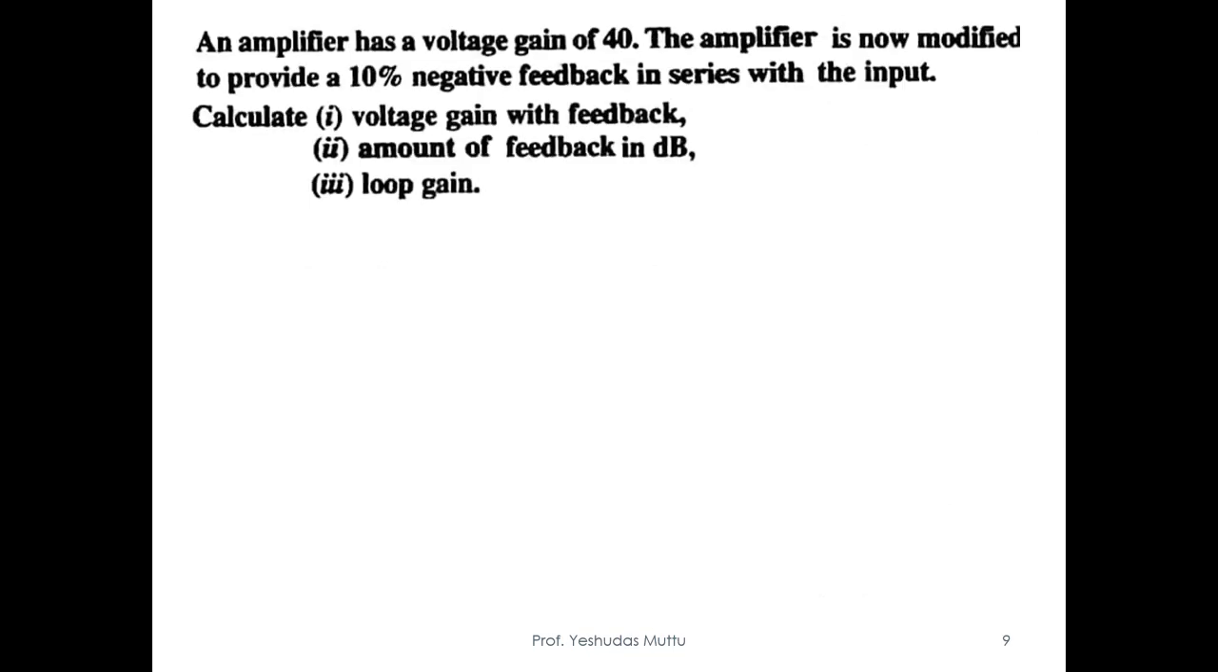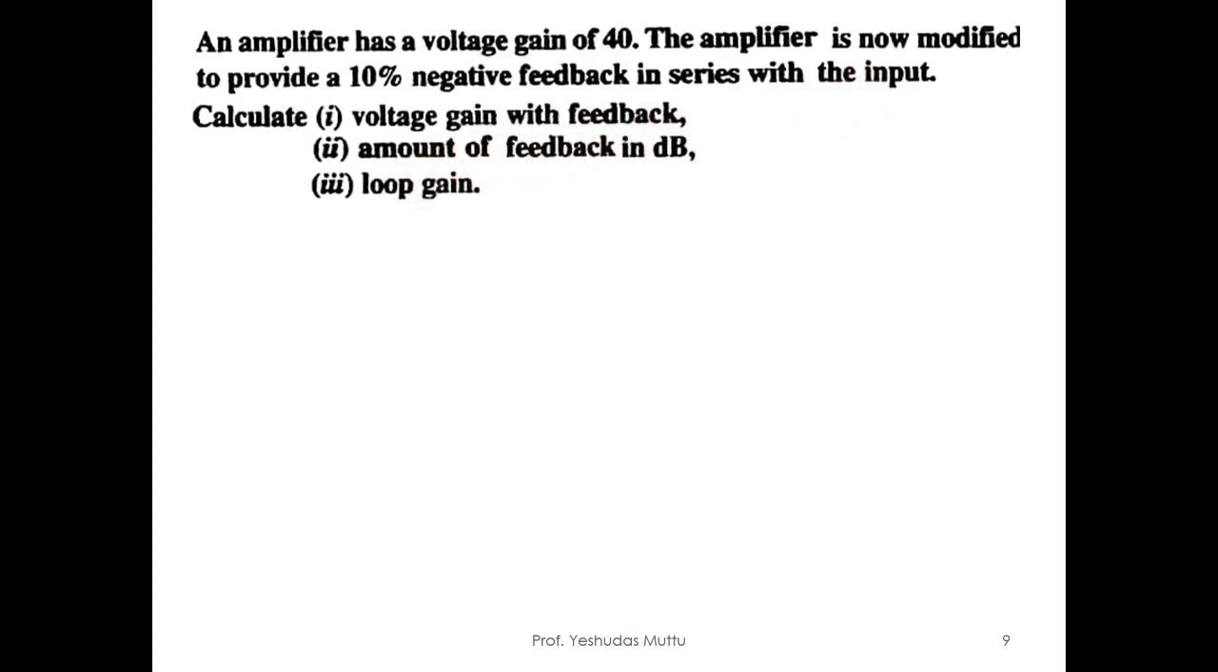Next problem. An amplifier has a voltage gain of 40. The amplifier is now modified to provide a 10% negative feedback. Here it is without feedback. Here it is with feedback now, in series with input. Calculate the voltage gain with feedback.